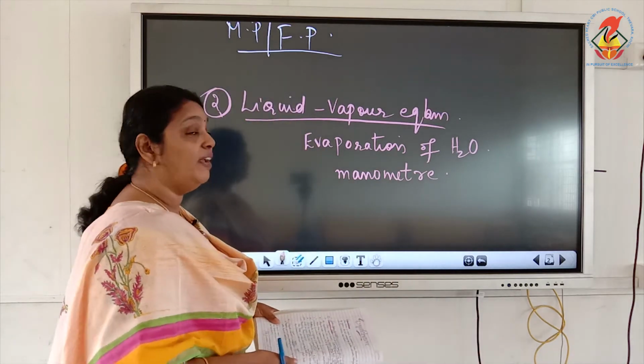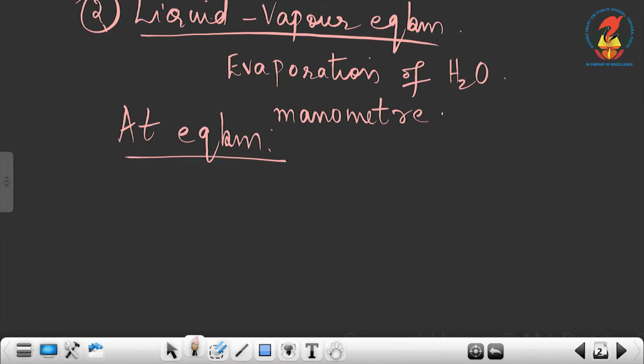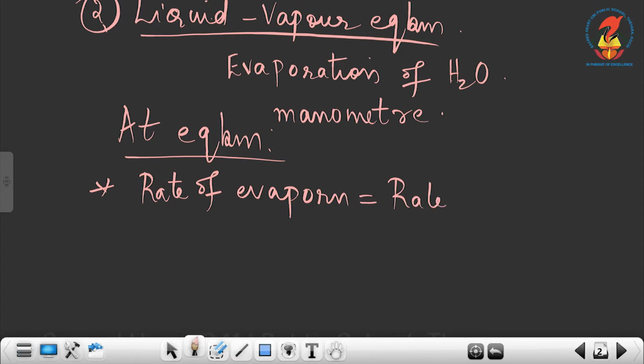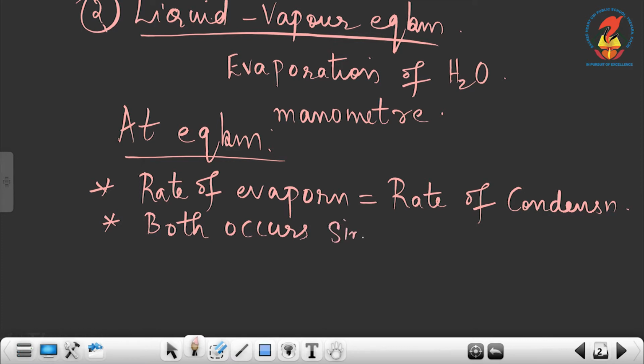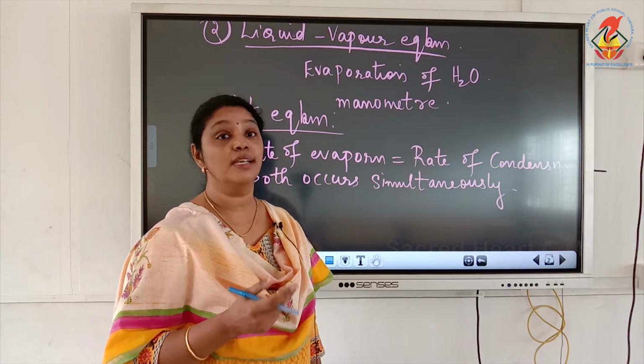So, in liquid vapor equilibrium, we can say that at equilibrium the rate of evaporation is equal to rate of condensation, and both the processes occur simultaneously at equilibrium. That is, at equilibrium, the number of water molecules going into vapor state and the number of particles coming back to liquid state remains constant.